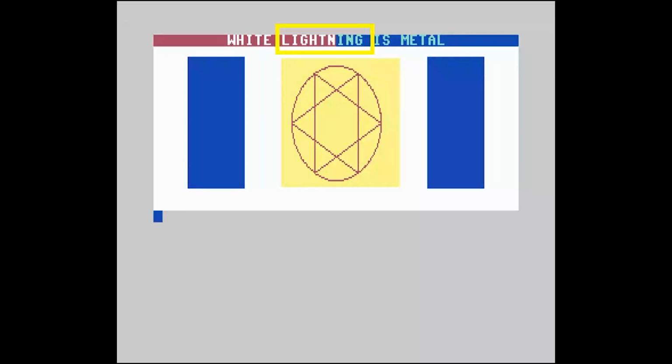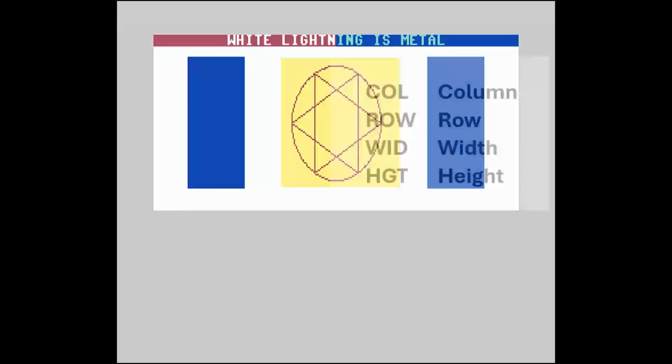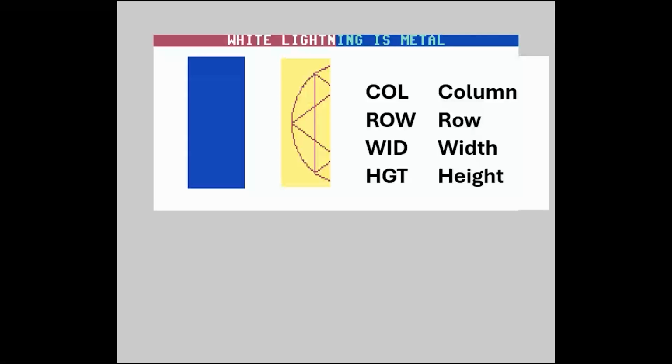We're going to take this word lightning and apply some animations to it to get it to scroll. When you're dealing with these scrolling routines in White Lightning, they use 4 shared variables: COL, ROW, WID, and HGT. They are the column, the row, the width, and the height, and we use them to define the square that we're going to be working with. These are actually defined in 8x8 pixel chunks, or basically characters. Even though it's a high resolution screen, the API works in 8x8 blocks.